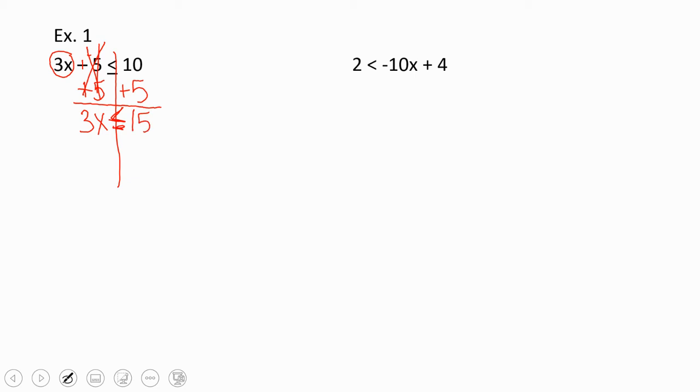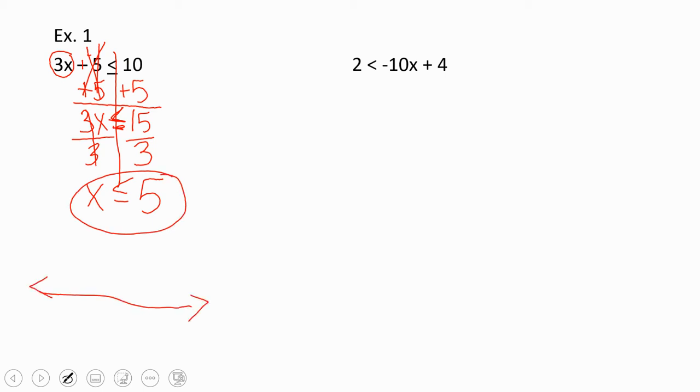Alright, the last step is to get the variable to have a coefficient of 1. Right now it's being multiplied by 3, so the opposite of that is to divide by 3. 3 divided by 3 is 1. We're dividing by a positive, so the sign stays the same. 15 over 3 is 5. Then you have to graph. So we have 5. It's less than or equal to, so that's filled in. And then it's less than, so all the numbers less than to the left.